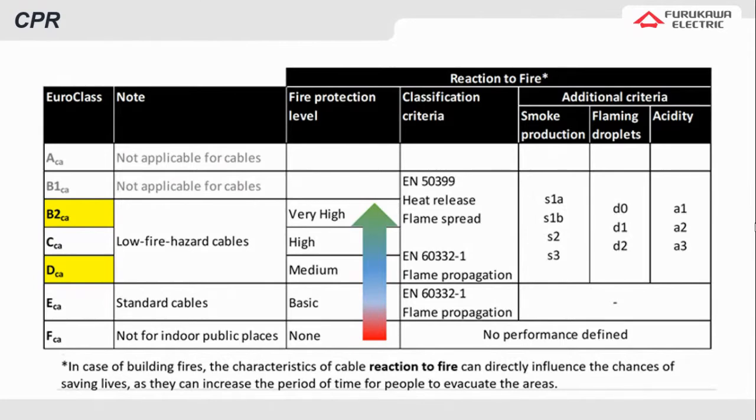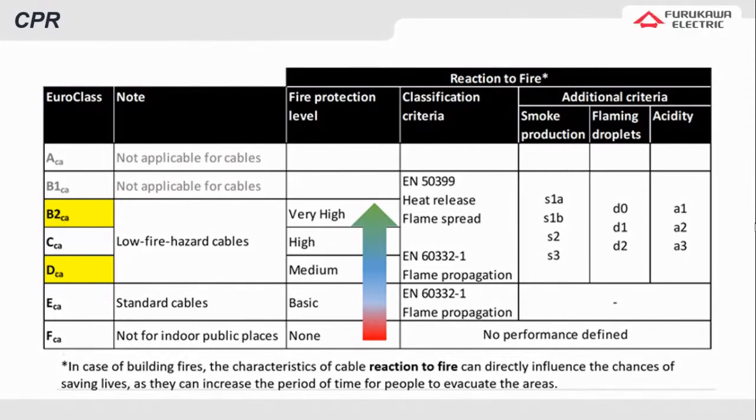It even contemplates the possibility that the manufacturer, lacking requirements related to fire reaction, can use the FCA Euro class here at the bottom, which refers to undetermined performance, rendering the cables, of course, unsuitable for indoor public spaces because no fire protection level at all can be guaranteed.